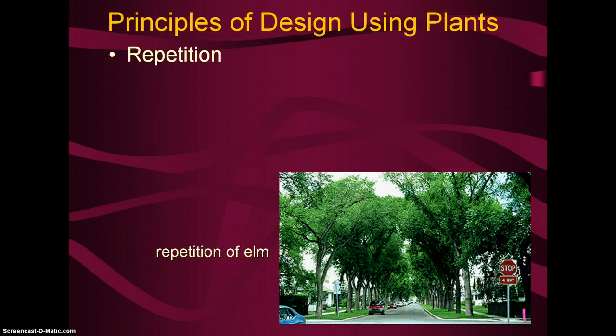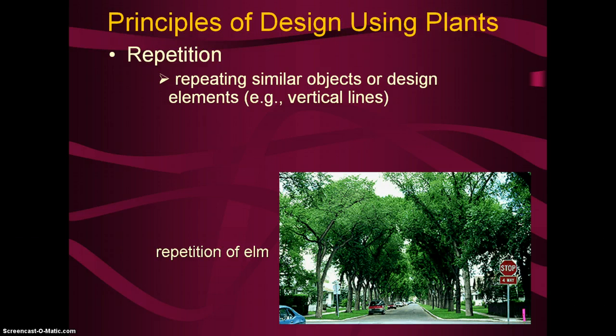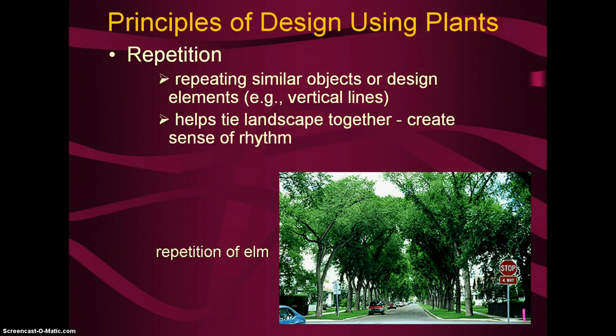Repetition, as the name would imply, is the repeating of objects or certain design elements throughout the landscape. Things like vertical lines, for example, or certain colors or certain textures and so on. So you really are taking the design elements and applying a principle to those design elements, is a better way to put it. Repetition can help tie a landscape together, and create what's sometimes termed a sense of rhythm.